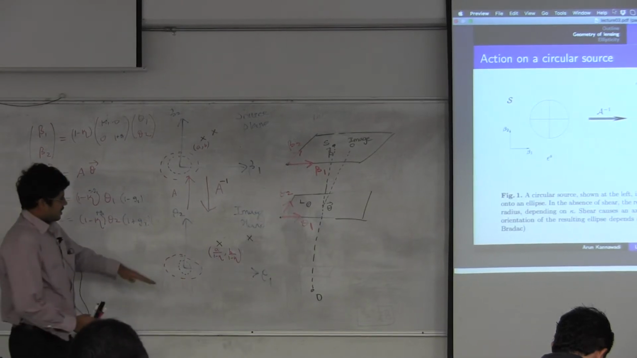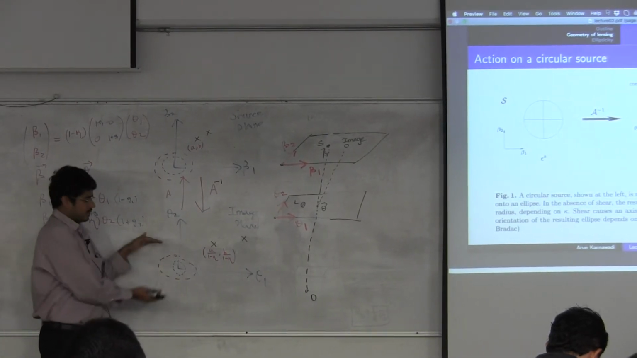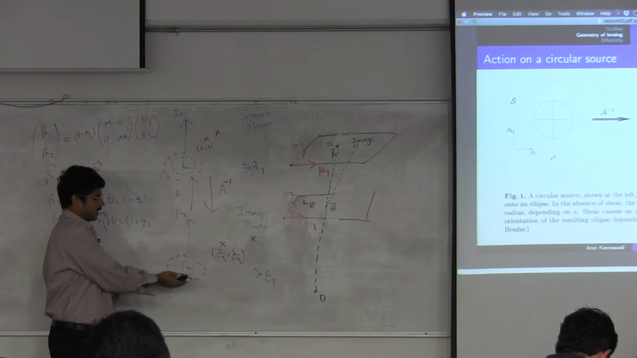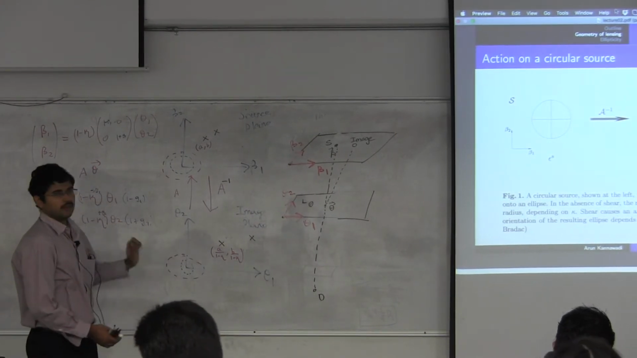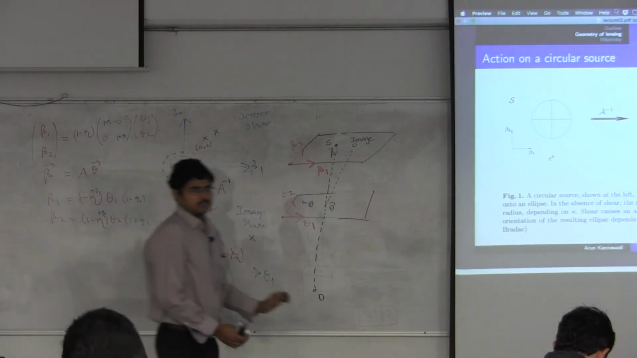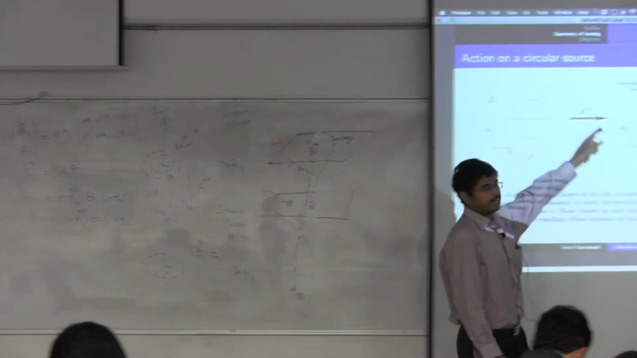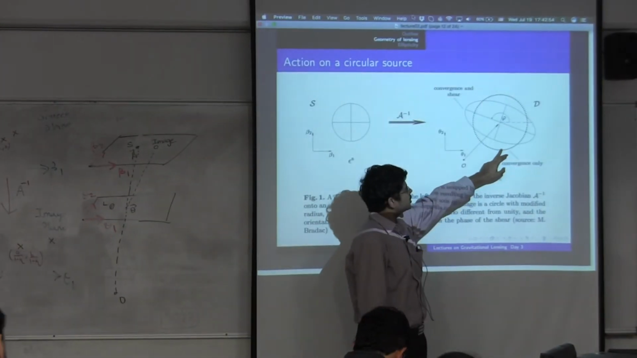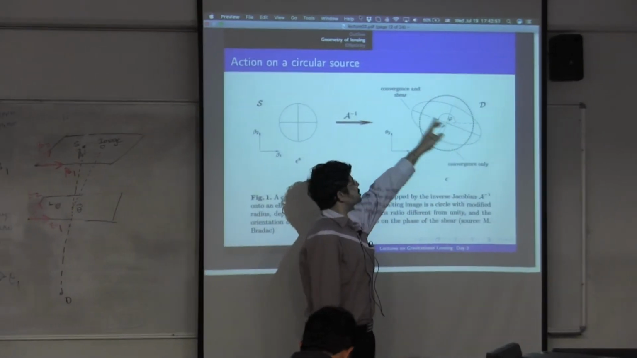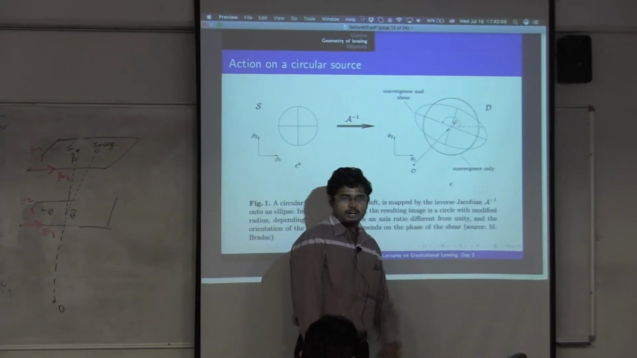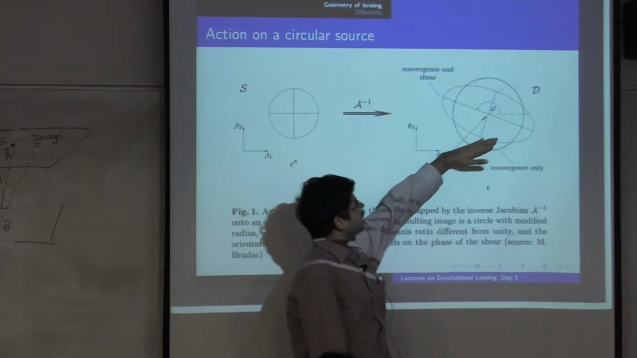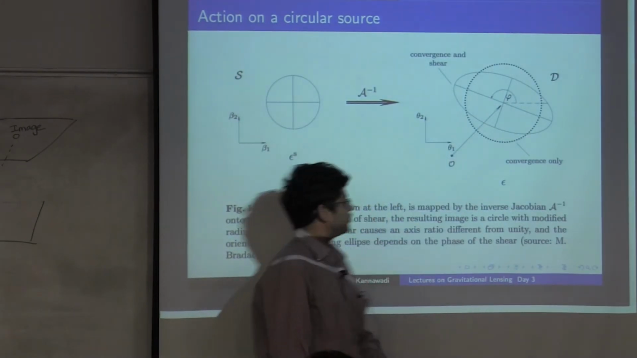So that's what happens here. This contraction and expansion is along the horizontal and vertical axes when G2 is 0. When G2 is not 0, the same thing happens, but it can be at an angle. So this circular source can be stretched in a different direction, not along x and y, but along some axis which is given by phi.